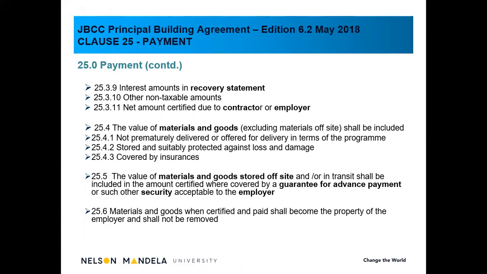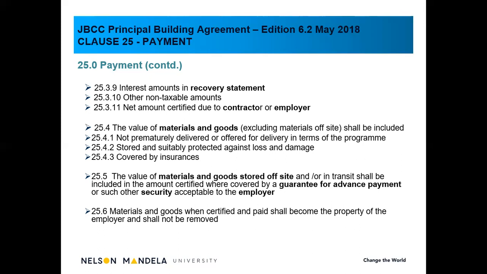And then closing up on 25.3.11, the net amount certified due to the employer or the contractor. It will be a good quantity surveyor who always ends up with an amount certified to the contractor, and let's hope it will never be a certificate due to the employer, meaning what I've said previously, that the contractor must refund. You've over-certified, so the contractor must refund the employer. So be very careful when you do your payment certificates.